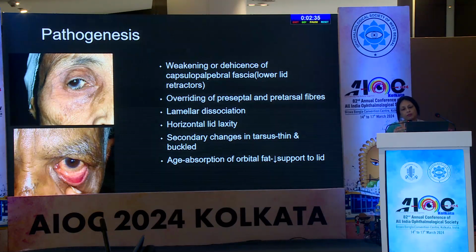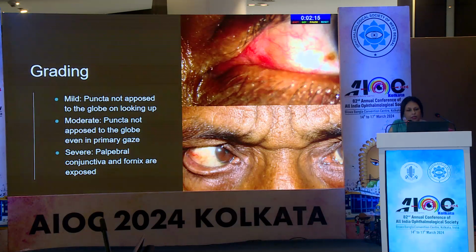Lots of times, as a rule, I have seen a lot of our residents just jump on to doing a Jones procedure, that is an inferior lid retractor plication, in all involutional entropion cases, and end up with failures. So if you have a combined generalized lid laxity or medial canthal laxity that is not addressed, simply doing a Jones procedure is not going to help. Now how do you grade it? Suppose you have an ectropion, you have to grade it so that you know what procedure you have to choose and how much you expect the correction will be.